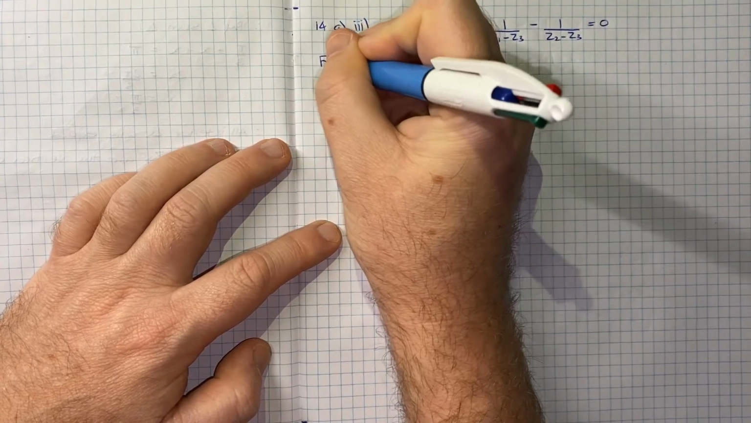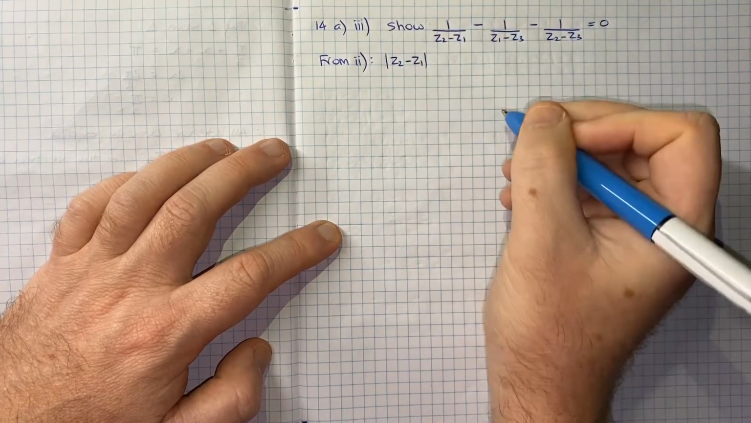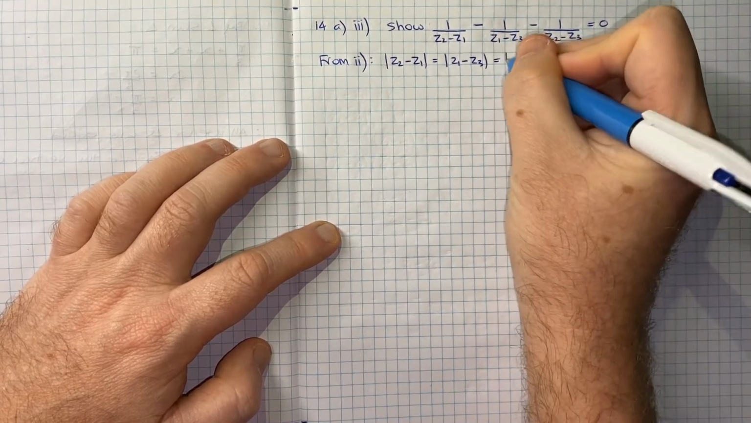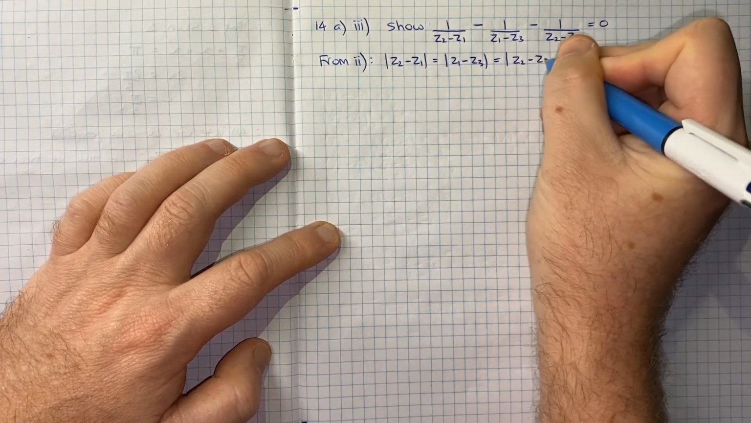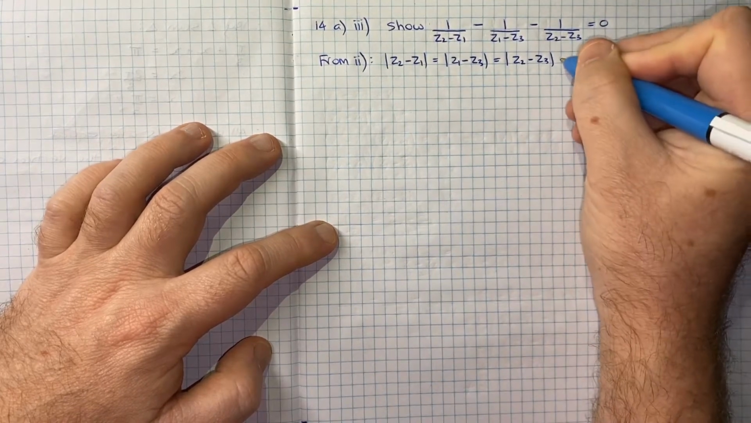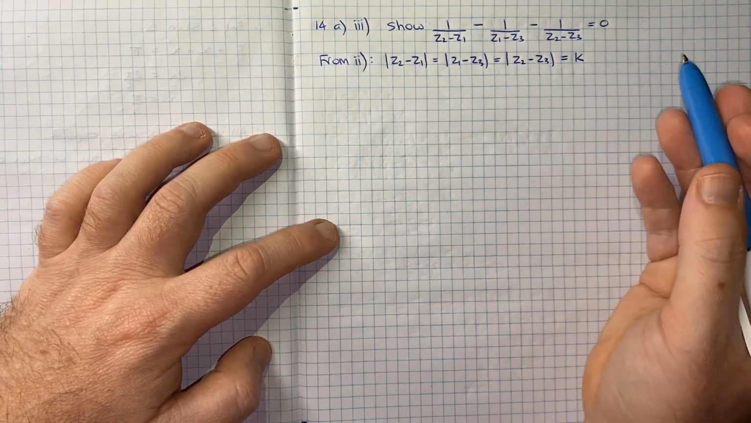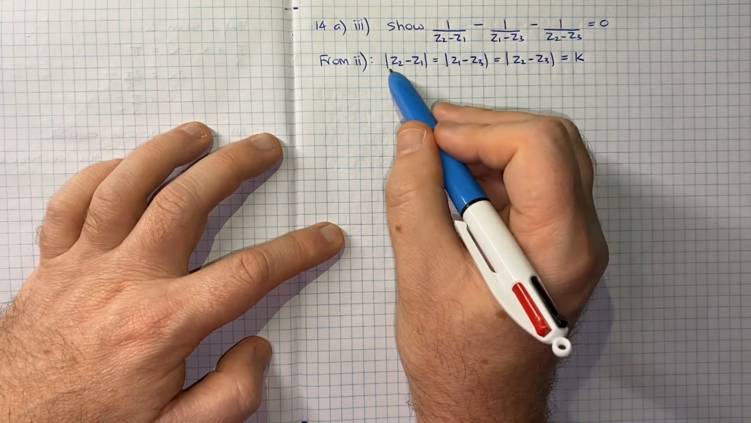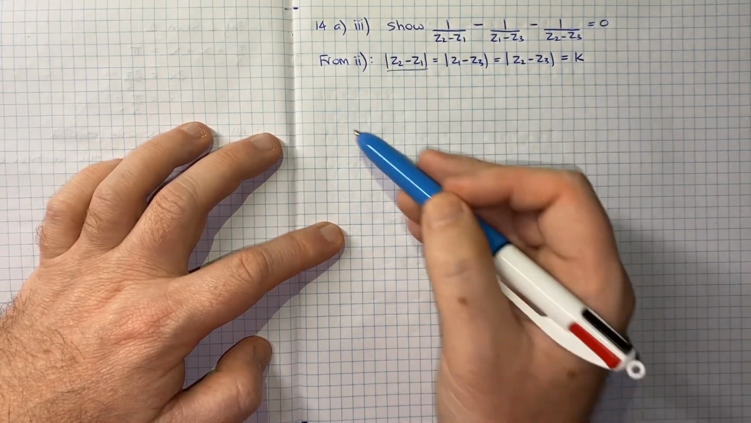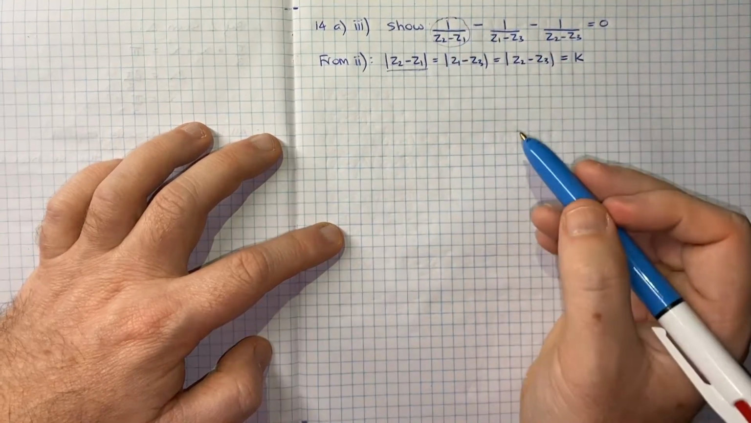So we can say that from part 2, the magnitude of Z2 minus Z1 will be equal to the magnitude of Z1 minus Z3, which will be equal to the magnitude of Z2 minus Z3. Just for the purpose of doing algebra, it's helpful to set this equal to some value, which I'll call k. From here, it makes sense to focus on the first of these magnitudes and see, when setting it to k, what manipulations let us say something about 1 over Z2 minus Z1.